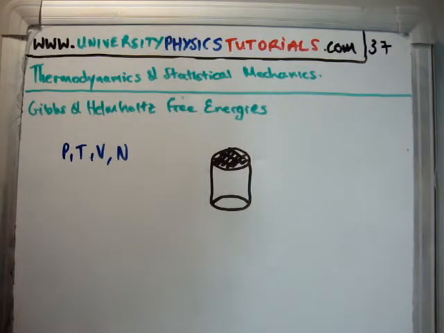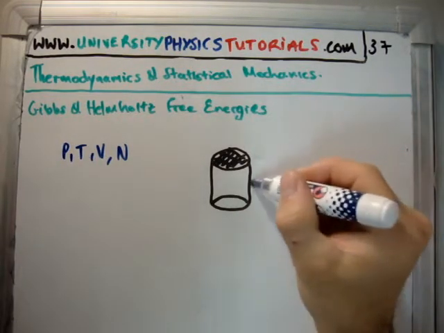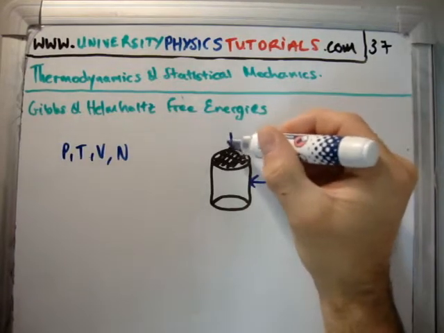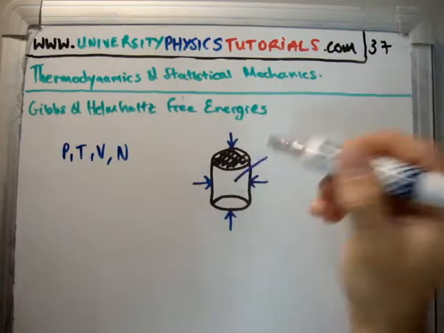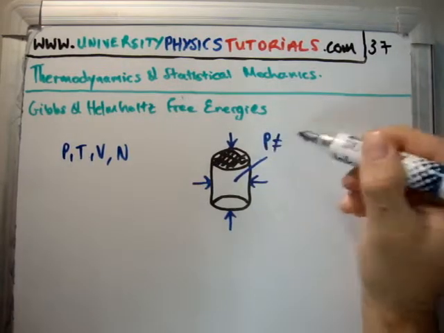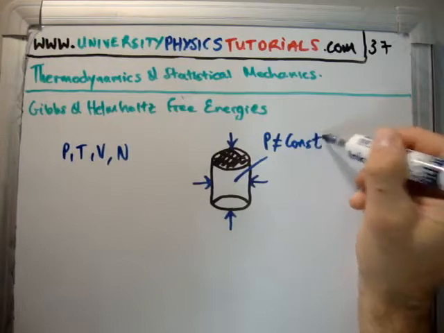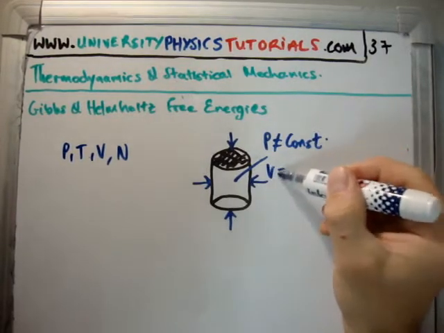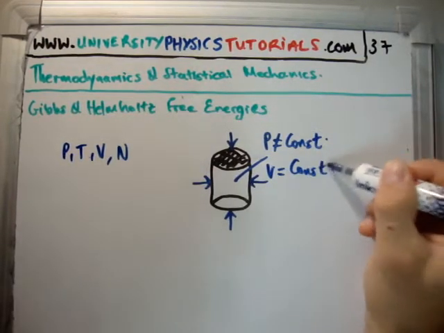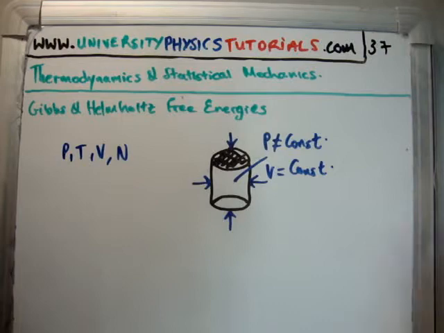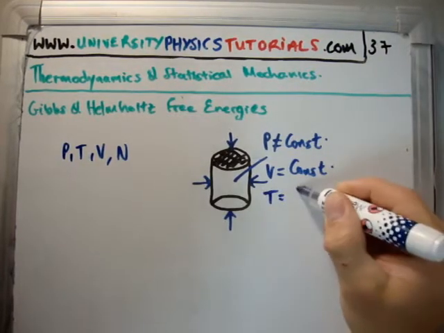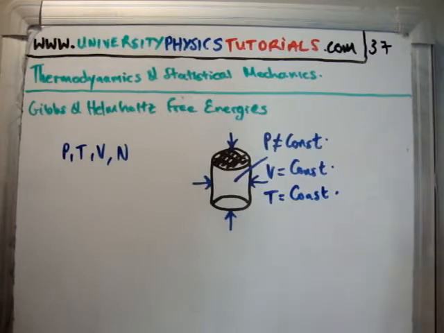Now, this time, while the pressure on the outside, namely atmospheric pressure inside our chemistry lab, is still the same, the pressure in here is not constant, and I'll explain why in a moment. But what is constant is the volume. Okay, let's say that the volume is constant. And, as I said earlier on, usually we say the temperature is constant. Okay, and we'll talk about a situation in a moment where the temperature may not be constant.